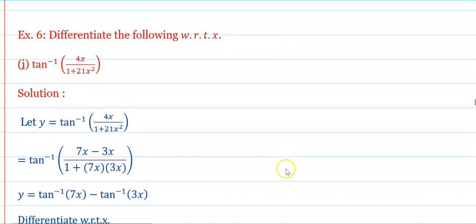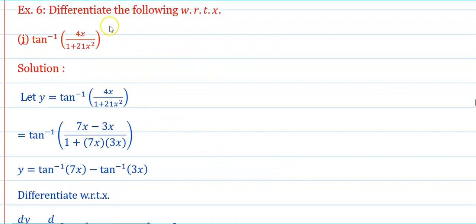Now we'll take the next question. Differentiate the following with respect to x: tan inverse of 4x upon 1 plus 21x square. Okay. Now this can be written as, first look at the denominator term. Which two numbers have a product of 21 and a difference of 4x? 7x and 3x. The difference is 4x. The product is 21, and hence we have written here 4x as 7x minus 3x and 21 as 7x into 3x.